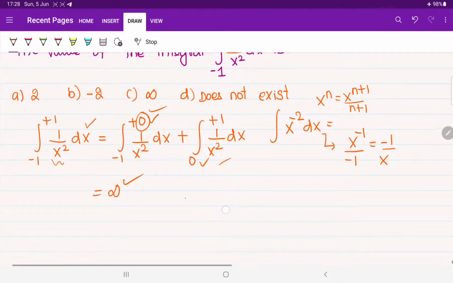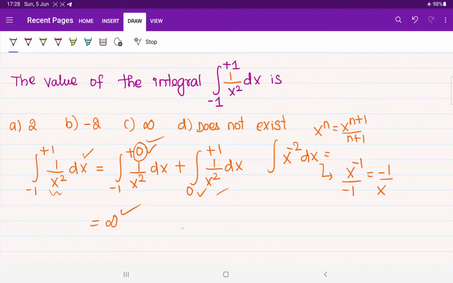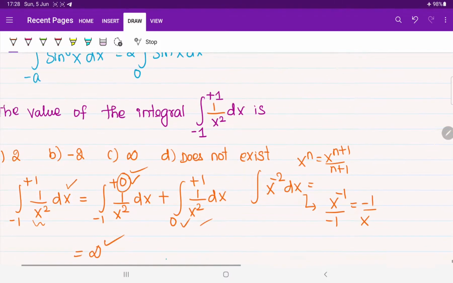But what we have to understand from this question is this: do you remember in the previous lectures I was talking about the difference between proper integrals and improper integrals? What is the basic difference between the proper integrals and the improper integrals? Proper integrals in the sense, within the given limit, your function should be continuous. It should not produce any discontinuity.